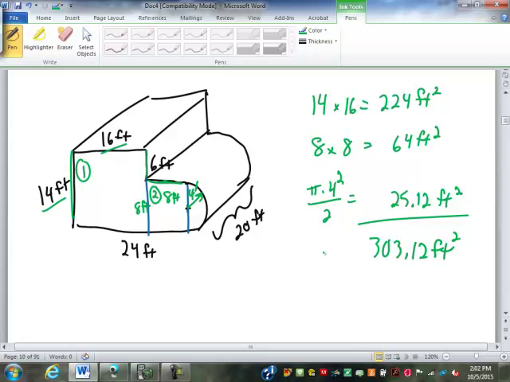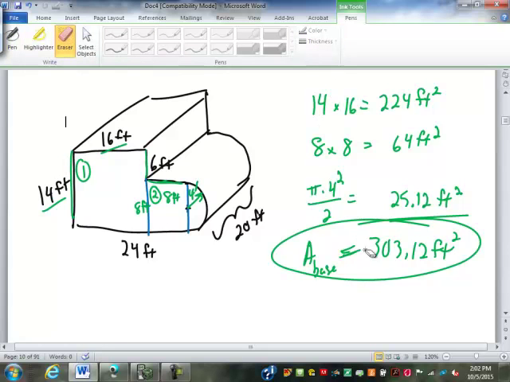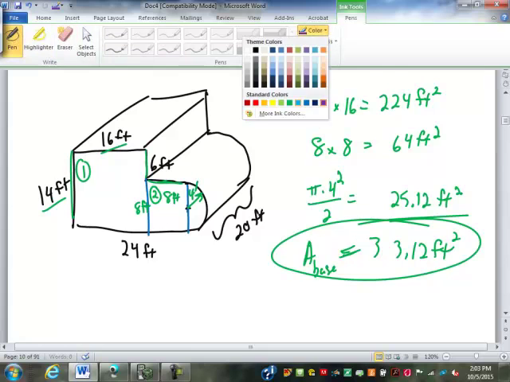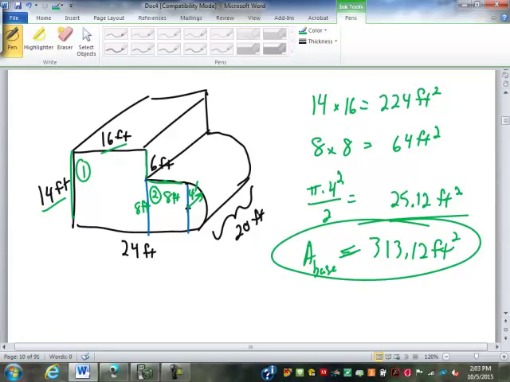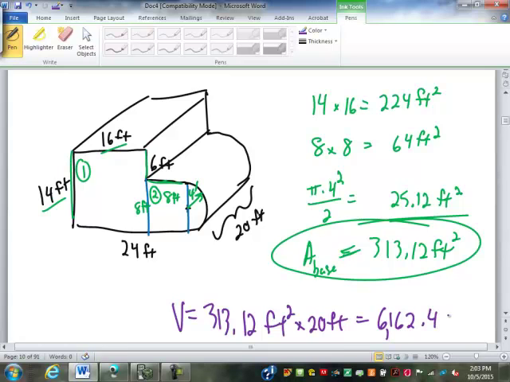303.12 square feet of area of the base. Does that look good? Did you get 313? Yep, you're right. 313.12. So then for volume, we take 313.12 square feet times 20 feet, which is going to give us 6,162.4 cubic feet. What do you think?